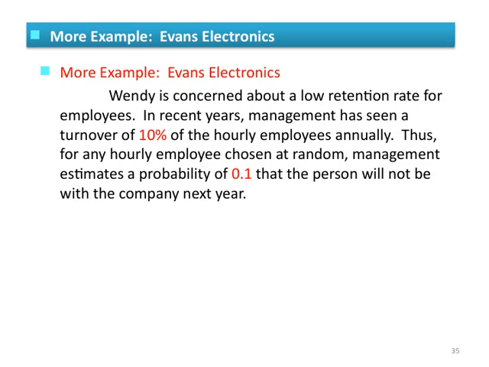Let's take a look at this example from Evans Electronics. Wendy, who manages the company, is quite concerned about employee retention. Over the past few years, they've been seeing a turnover rate of about 10% each year among their hourly workers. To put that into perspective, if you pick any hourly employee at random, there's roughly a 10% chance they won't be with the company next year. This kind of probability helps us understand and quantify the risk of losing employees, which is crucial for planning and improving retention strategies. It ties back to our overall theme of using probability to make informed business decisions.